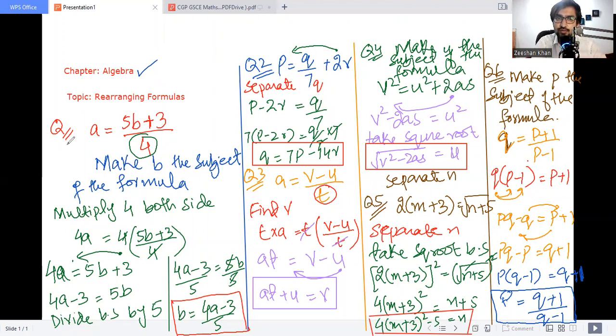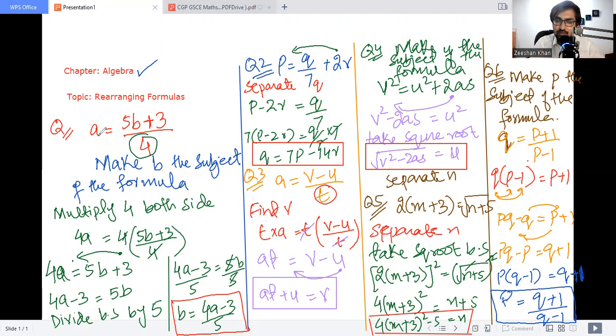So let's start. Question number one. I will solve questions, and inside the questions, I will explain the rules. I will explain how to apply different rules, and how to move one number from one side of the equality to the other side. I will explain all the rules in these 6 to 7 questions. As you can see, I have taken different types of questions so that we cover all the rules in the rearranging formula topic.